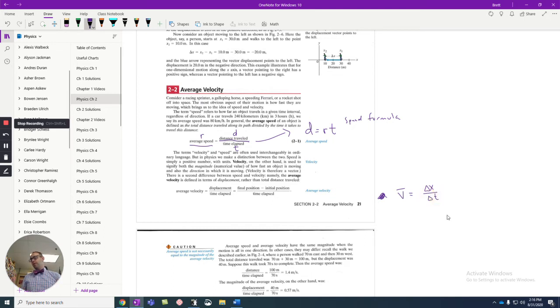This is the formula that we use for average velocity. How far did you travel, displacement-wise, divided by how long were you moving. And this is our formal average velocity formula. The acceleration formula is very similar. Acceleration, by its definition for average, is any change in velocity divided by the change in time.